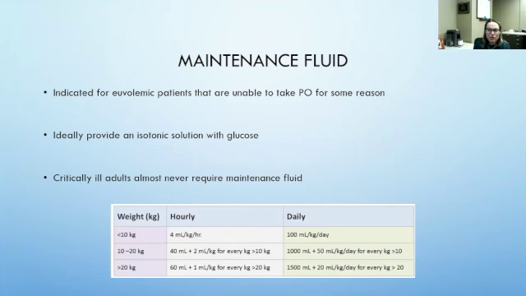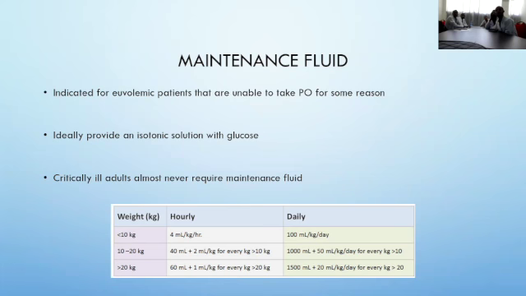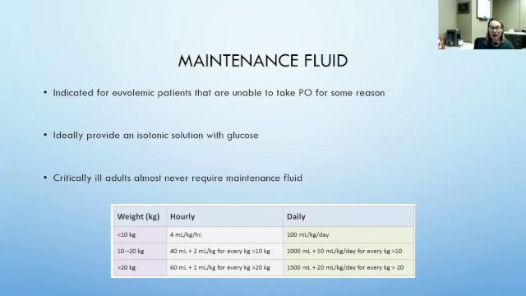In the ICU, we almost never use maintenance fluids, and one of the more common things we do is turn them off. Maintenance fluids really are for euvolemic patients that can't take PO. So someone that's had a GI surgery and needs to be NPO for 4 or 5 days for their anastomosis to heal, or something of that nature. These are otherwise young, healthy adults that are great for maintenance fluids. Ideally, you would provide an isotonic solution with glucose, but you can make this up from some Ringer's lactate plus some D5 or D10 to combine those two into an appropriate maintenance fluid.